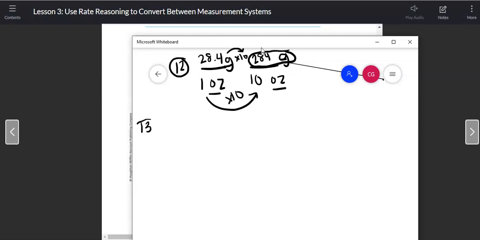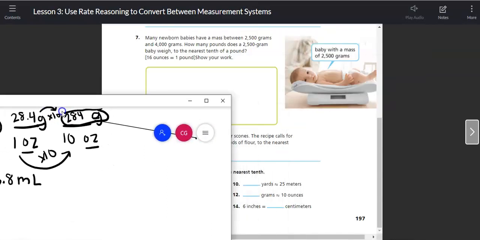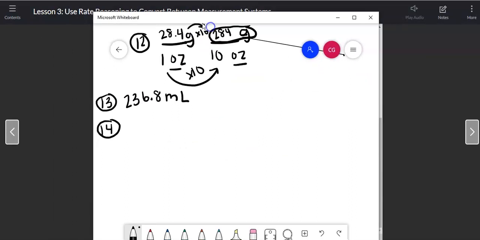Number 13. 8 fluid ounces is equal to 236.8 milliliters. Number 14. It's asking us 6 inches. Look over here. 6 inches, it's equal to how many centimeters? So I have number 14. I know that 2.54 centimeters is 1 inch.